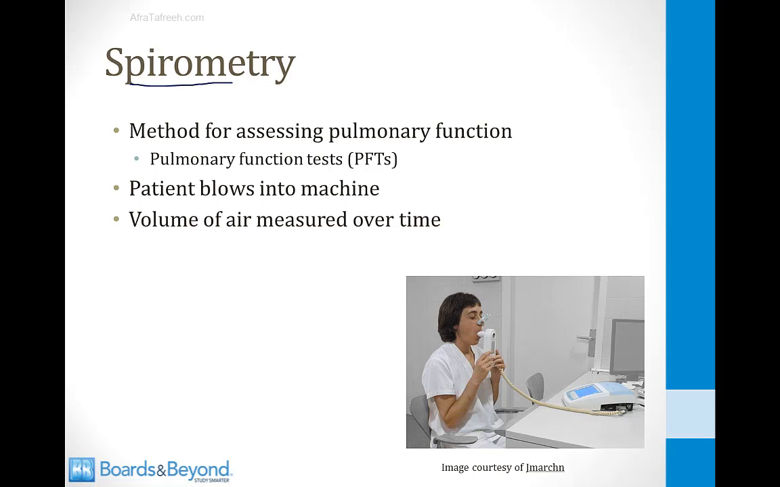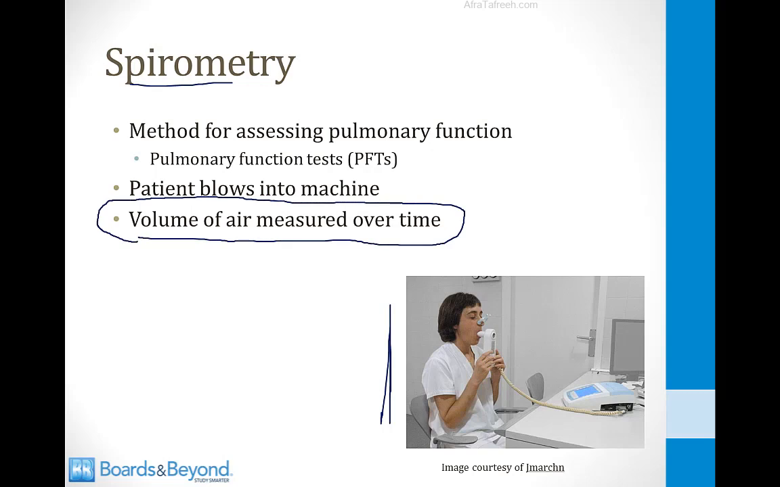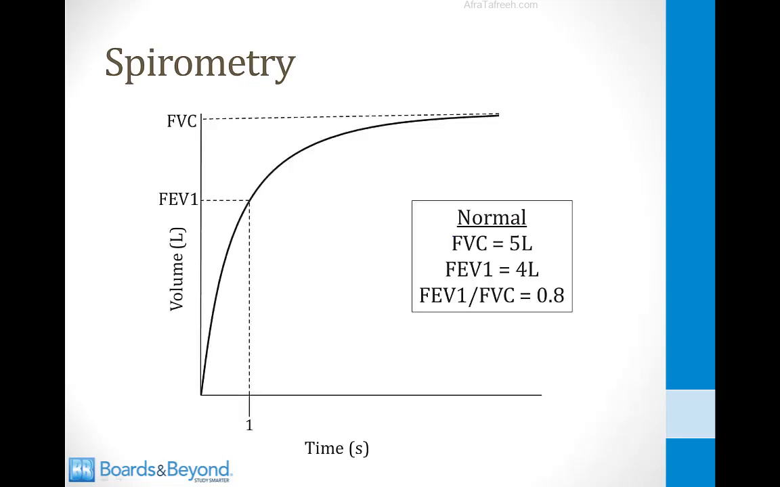machine called a spirometer, and this is a picture of it down here. The patient usually takes in a breath through the machine and then blows out as hard as they can, and the volume of air is measured over time, and from the change in volume of air over time, we can determine a lot of things about the lung's health and function. So this is an example of the data that you get out of spirometry.